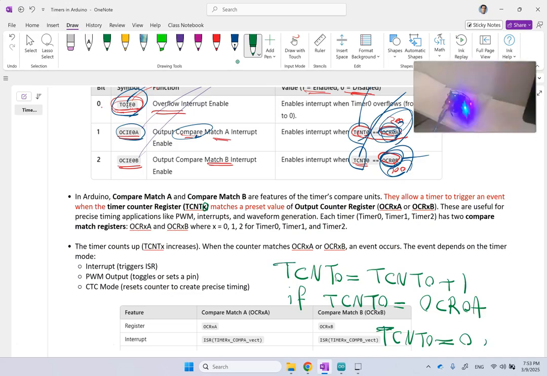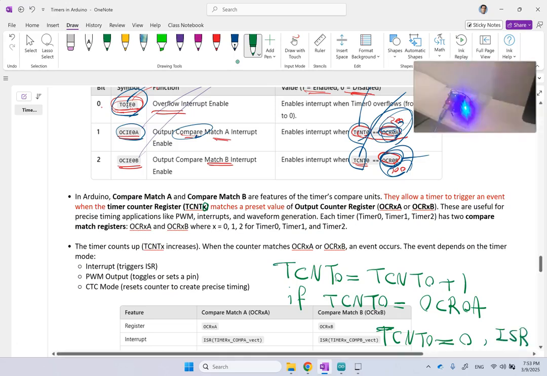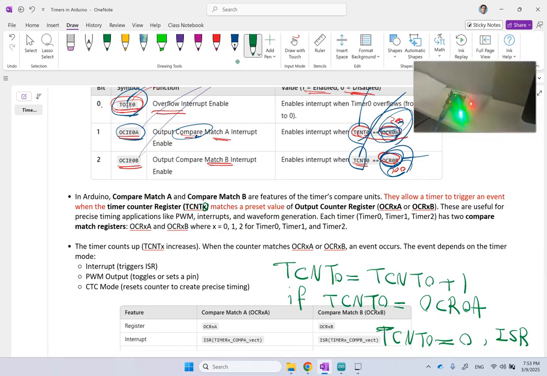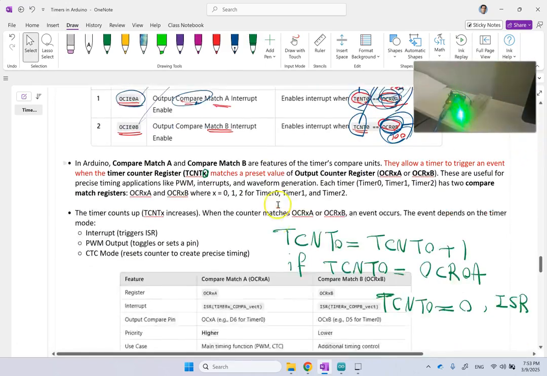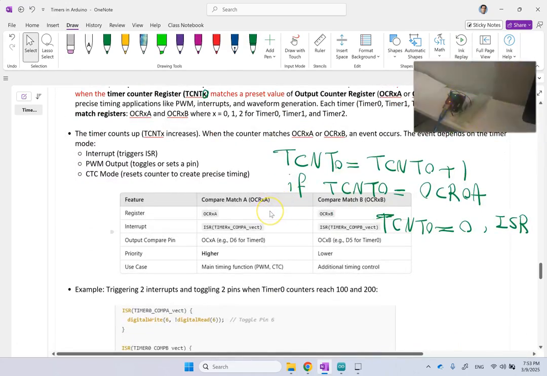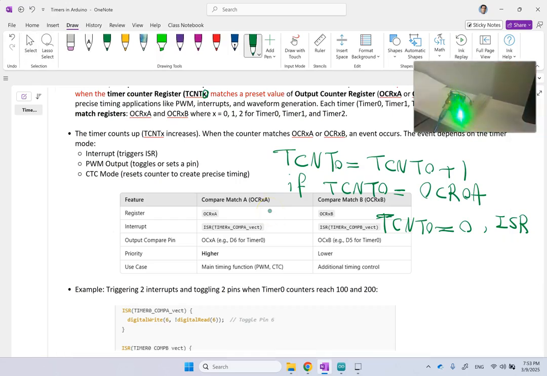And then some function called ISR, as I said, interrupt service routine, is going to be called, and that function can do some specific job. Okay, so that is the nature of comparing. Now, what kind of action can happen when this condition is true? When this if is true, right? When these two are equal, then what's going to happen? So let's look at what can happen.